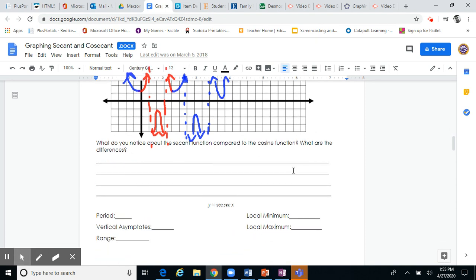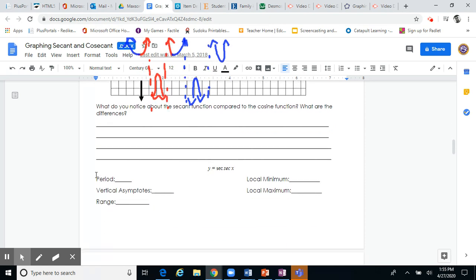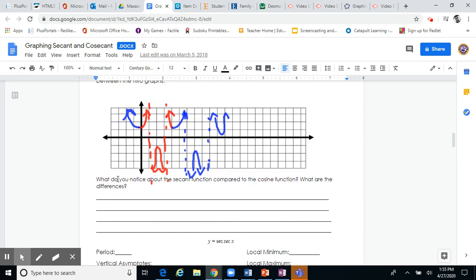So what do you notice about secant compared to cosine? Same as sine and cosecant. The differences are that they are not continuous. There's asymptotes. It's a completely different shape. It's little curves rather than a flowing wave. And how they're related is that the maximum of the secant function is the minimum of the cosine and vice versa.